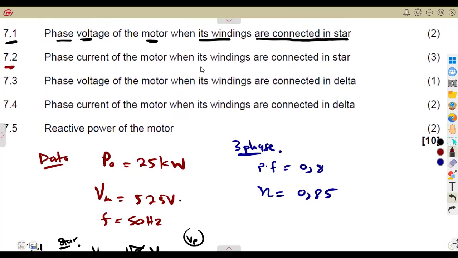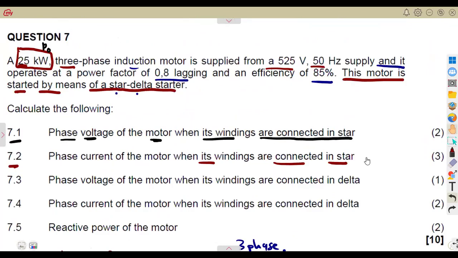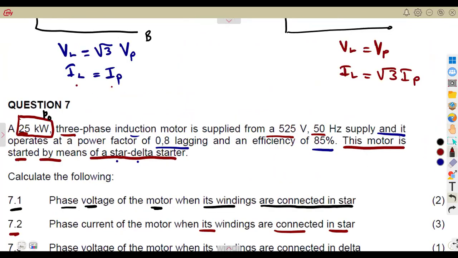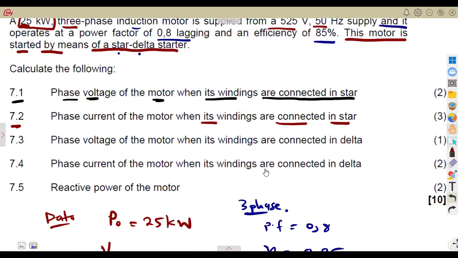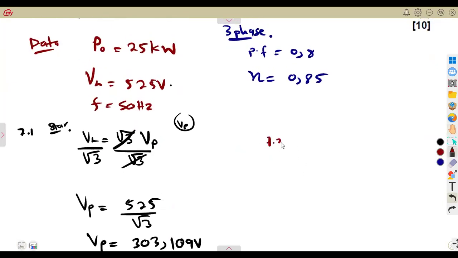The phase current of the motor when its windings are connected in a star. We are still in a star, and in the star, we saw that in terms of the current, the line current and the phase current are the same. All right, so this is what we have. These two are the same. But what is the idea there? Remember, we want the phase current, but we know that the line current and the phase current are the same in a star. So the question is, where are we going to have either of these, the phase or the line current?